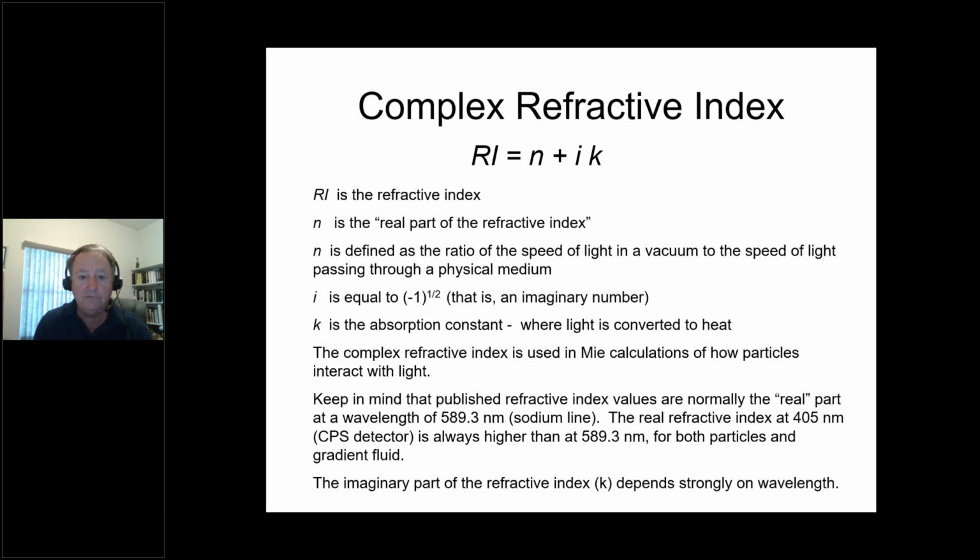That is, the refractive index has the real part, which is n, and it has an imaginary part, which is how we handle the absorbance of light. The complex refractive index is used in all Mie calculations, and you should keep in mind a couple of things. It's not so easy sometimes to find the imaginary part of the refractive index, but if you hunt, you usually can find it. And the other thing is to keep in mind that the published values for refractive index are almost always at the sodium line. That's 589 nanometer wavelength. And the real refractive index at a shorter wavelength, like we use in the Disc Centrifuge, is going to always be higher.